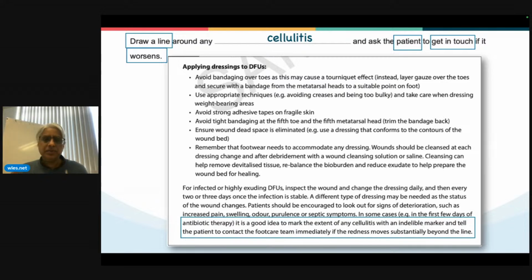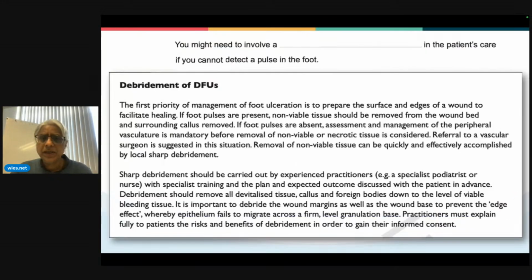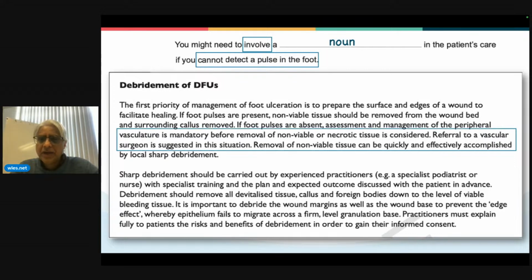But again, just the importance of synonyms or synonymous language. You're scanning for words which are similar but not exact. It's really important. The next question: you might need to involve a something. It's a noun in the patient's care. If you cannot detect a pulse in the foot, you might need to involve a person. So again, you know the type of word you need to find. What words to scan for? I've put here, cannot detect a pulse in the foot, maybe involve. I know I need a person, and this was the relevant area.